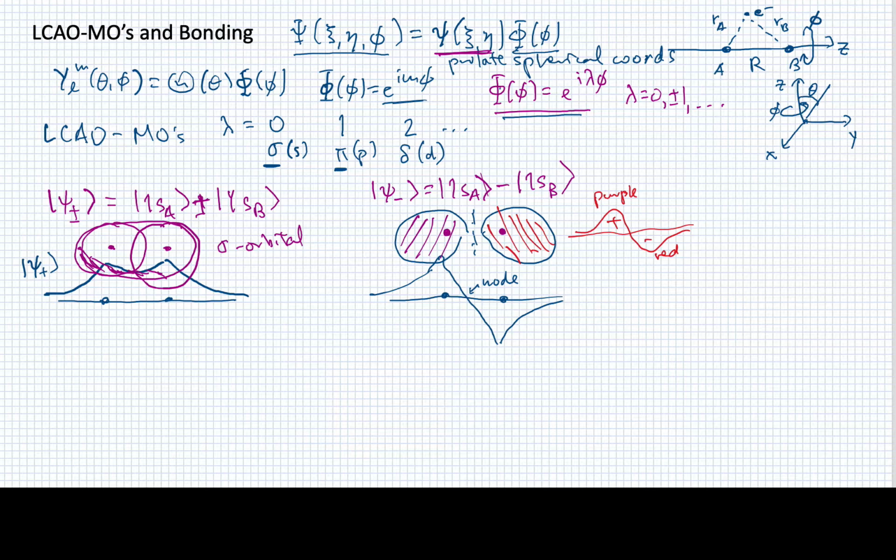So our anti-bonding orbital is going to look something like this, where there's no probability of finding the electron directly in between the nuclei. I want to specify that here, and this would be the bonding combination, where there most certainly is a probability of finding the electron in between the nuclei.